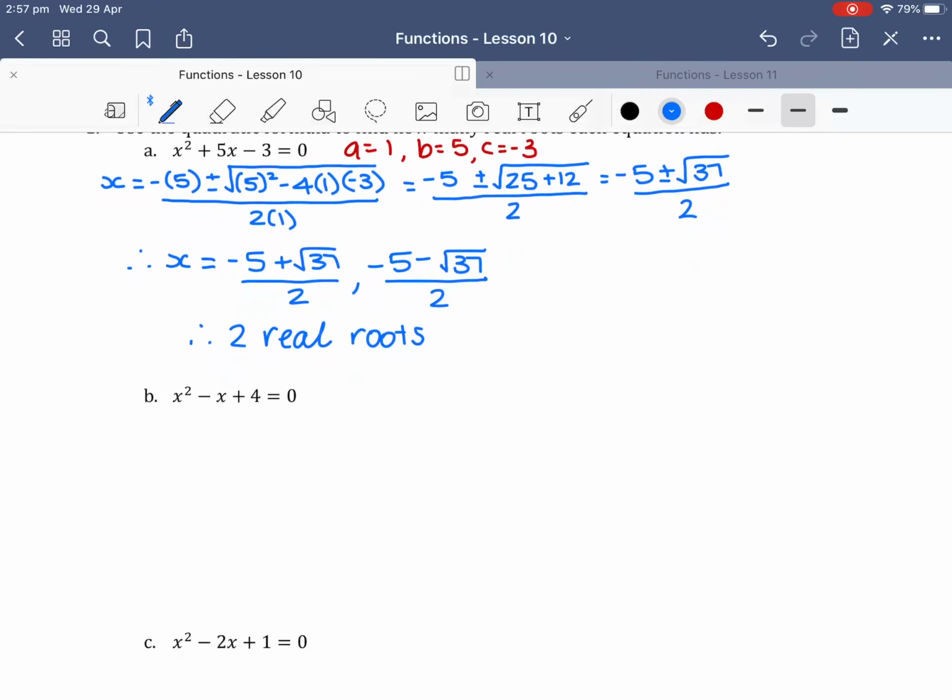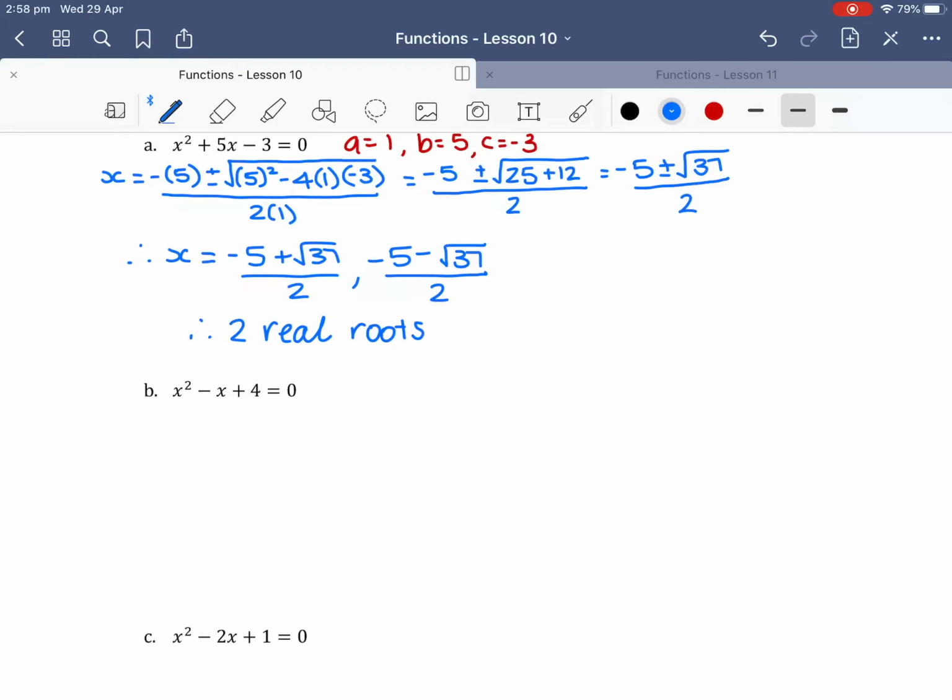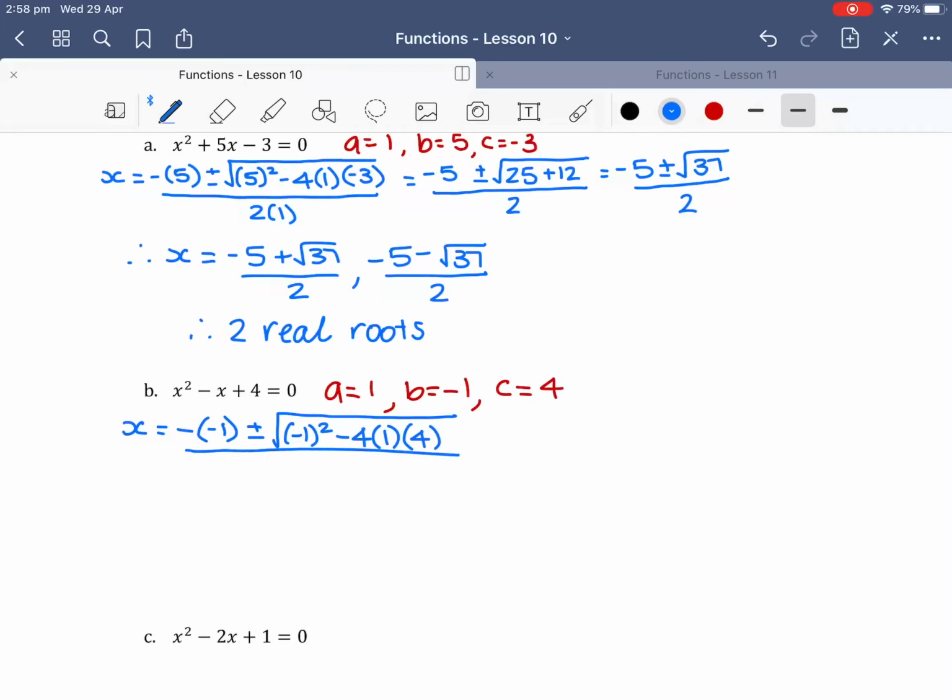For the next equation, we have x squared minus x plus 4, so we have a equals 1, b equals minus 1, and c equals 4. So we have x equals minus b, so minus 1, plus or minus the square root of minus 1 squared, minus 4 times our a of 1, times our c of 4, all over 2 times a, which is 1.